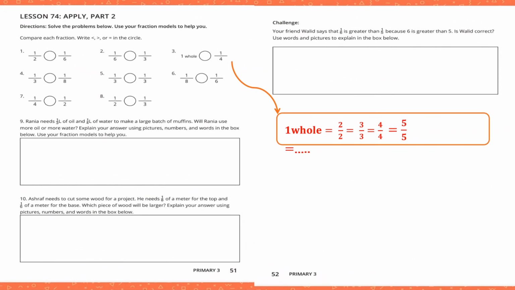Now let's move to the apply part of comparing fractions. Compare each fraction and write smaller than, greater than, or equal to. The first question here, half and sixth. We have the same numerators here. So the big denominator is the smaller one, and the smaller denominator is the bigger one. Yes, it's a crazy fraction. When we have the small number down in the denominator and the bigger number here, the smaller is bigger.